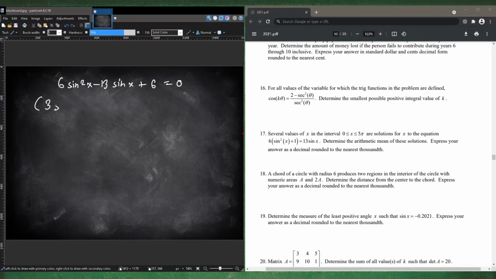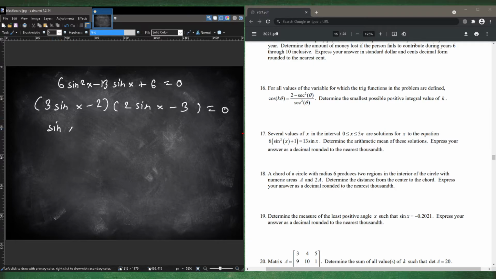We could factor this as (3 sine of x, minus 2)(2 sine of x, minus 3). So it's going to be negative 3 here and negative 2 here. This makes negative 9, negative 4 to make negative 13. And then the negative 2 times negative 3 gets our 6. And 3 and 2 gets this 6. So this is the correct factored form.